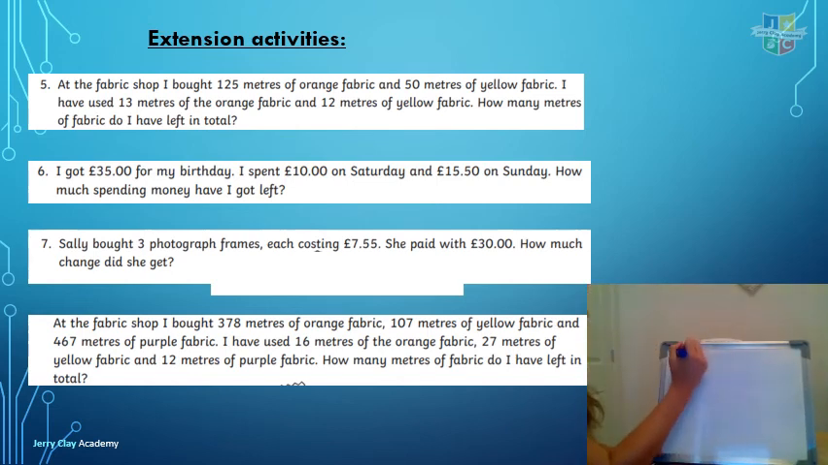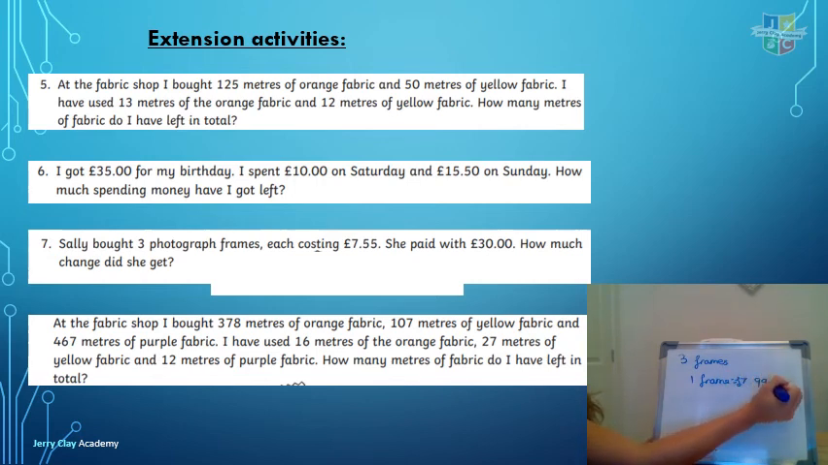Number 7, Sally bought 3 frames, but it says that one frame is worth £7.55, and we want to know what 3 frames are worth. So we could either do £7.55 times 3, because we want 3 lots, or we can do £7.55 add £7.55 add £7.55. I'm going to convert it into pence, so it's going to be 755 pence times by 3. If I set it up in my column method, oh, sorry, I've done that slightly wrong. £7.55, sorry. Just change that.